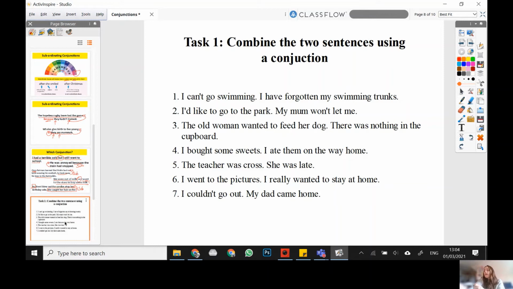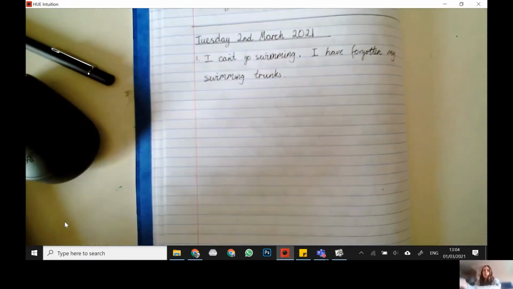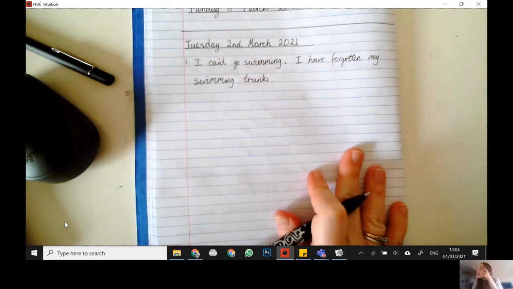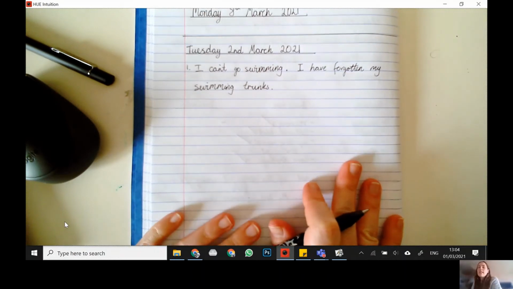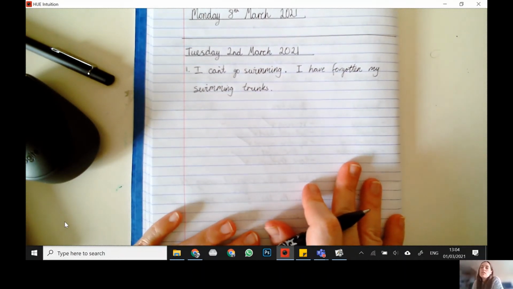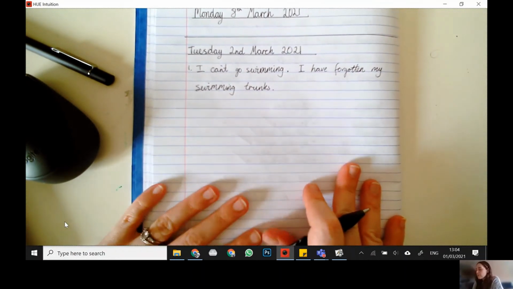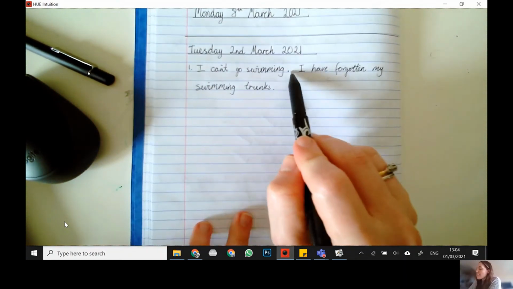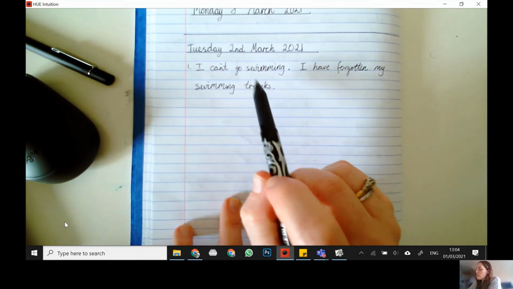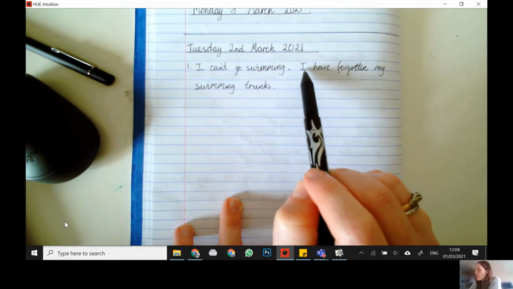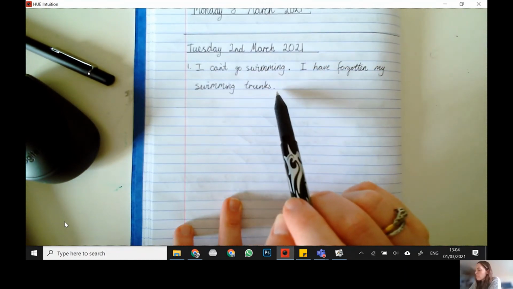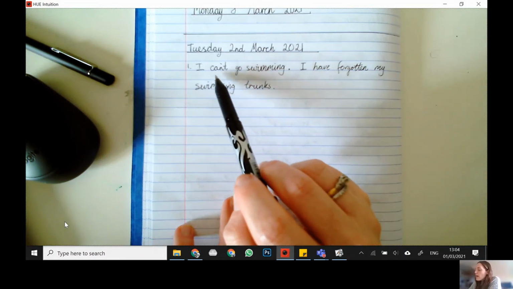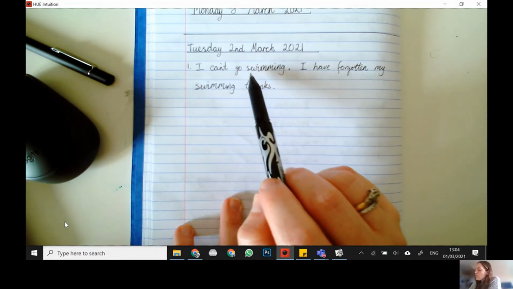Okay, now that I have written that in my book, I've written the two separate sentences. Now I'm going to write it using a coordinating or subordinating conjunction. So I might use, for example, I can't go swimming as I have forgotten my swimming trunks. I can't go swimming because I have forgotten my swimming trunks. Okay. What else could I use?